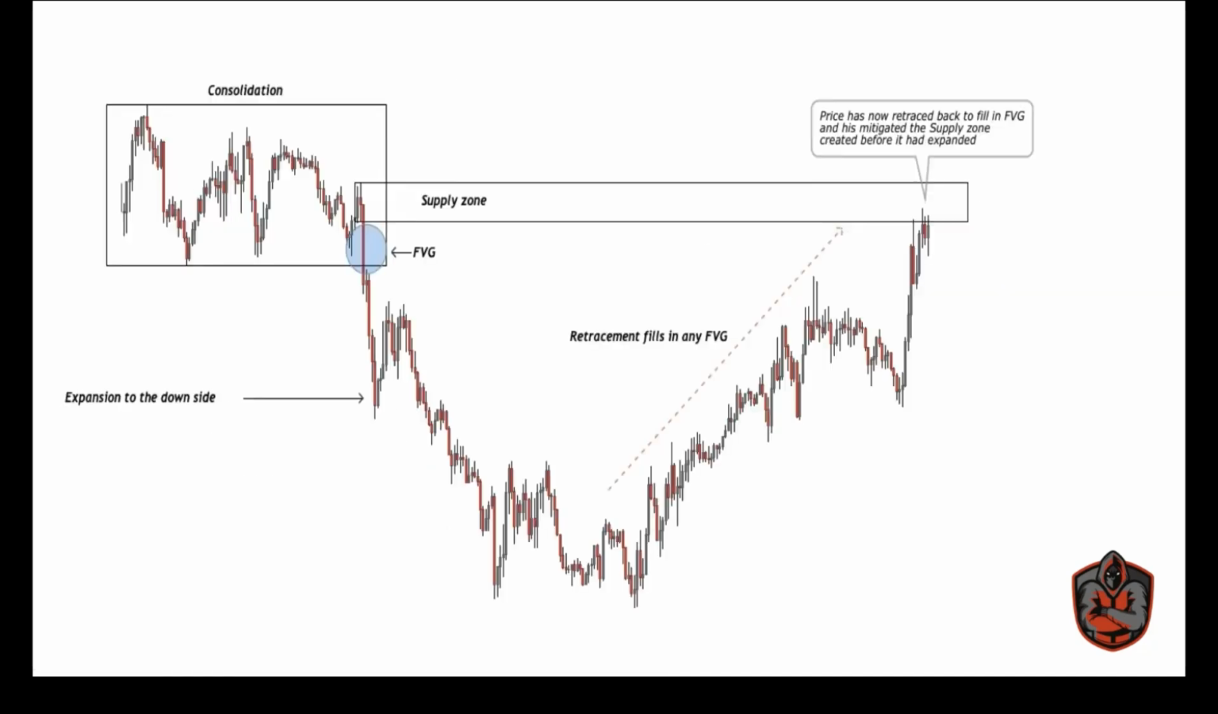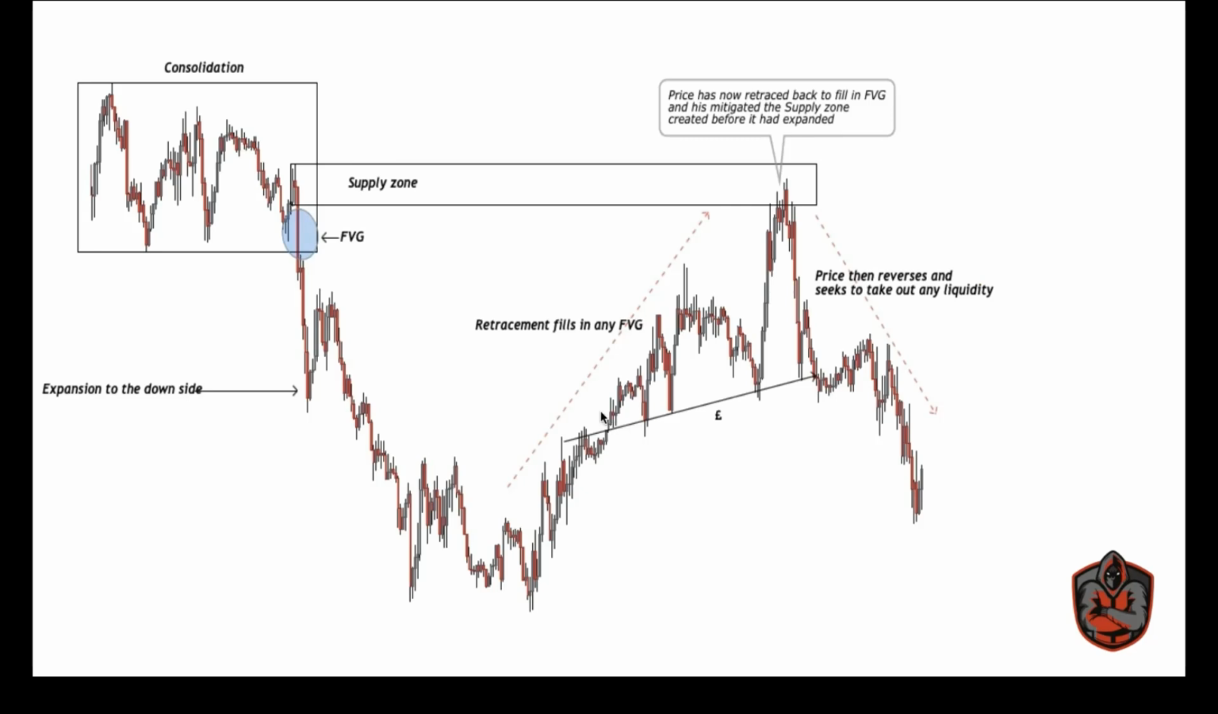Now, if I go to this example here: number 1, consolidation. Number 2, expansion happened, created inefficiency. Number 3, price pulls back to fill in that inefficiency. Number 4, price mitigates that supply zone. And we get that reversal.